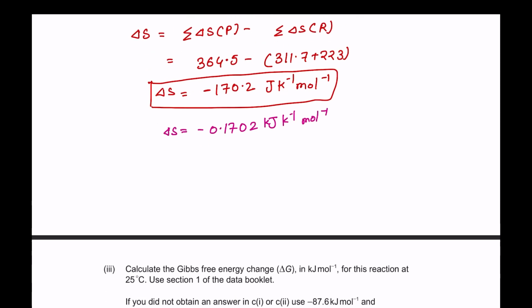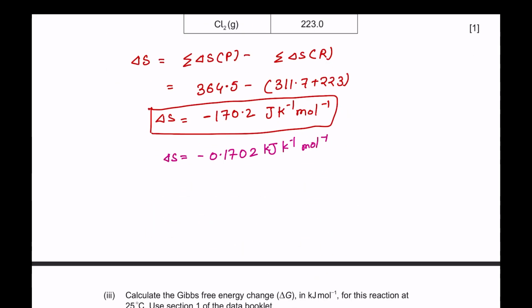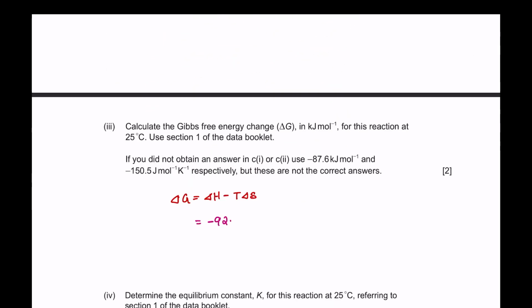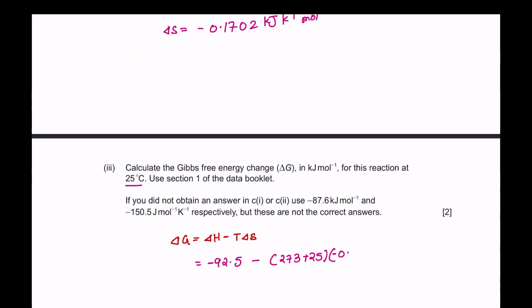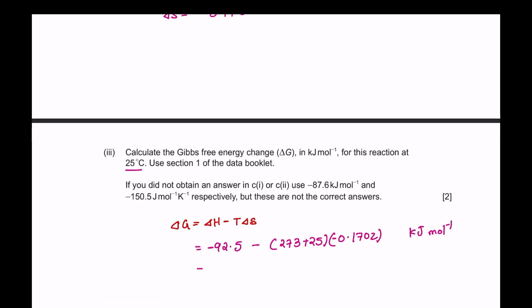Now we can do this calculation. Put delta S as this, and delta H would be in kilojoule form. It would be minus 92.5 minus the temperature, which is given as 25 degrees Celsius, so we have to convert this to Kelvin: 273 plus 25, times delta S, which is negative 0.1702. In both cases, you will see that the unit becomes kilojoule mole inverse. If we simplify this, we finally end up with minus 41.78 kilojoule mole inverse.